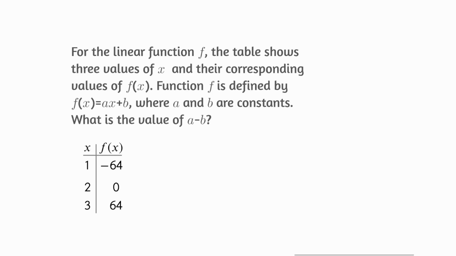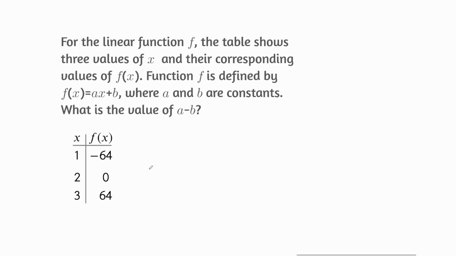X and their corresponding values of f of x. Function f is defined by f of x equals ax plus b, where a and b are constants. What is the value of a minus b? So first of all, we want to notice what is the value of a, right? So each step, once we add 1 to our x value, we add 64 to our y value. That means that our a is 64.